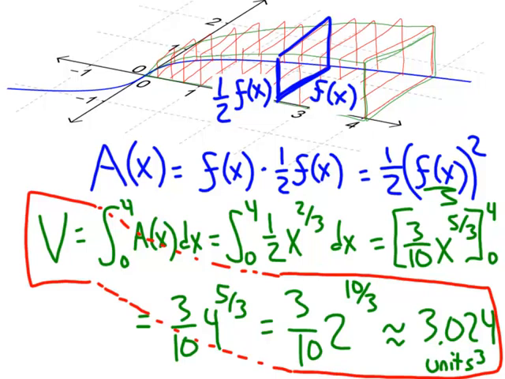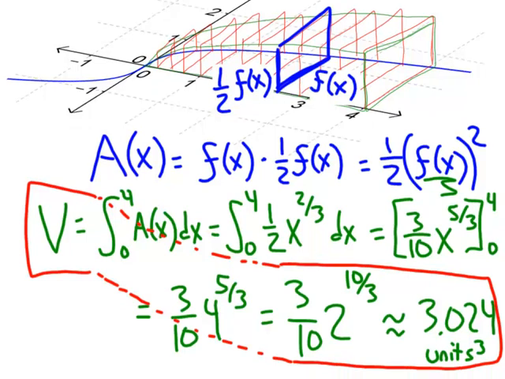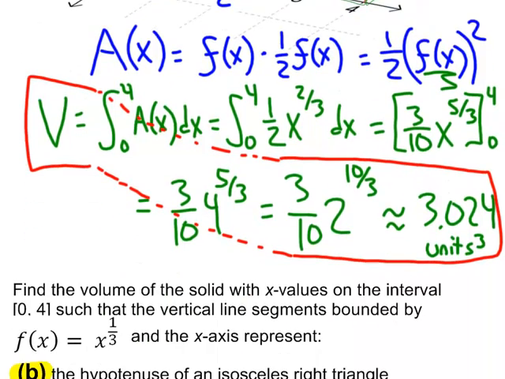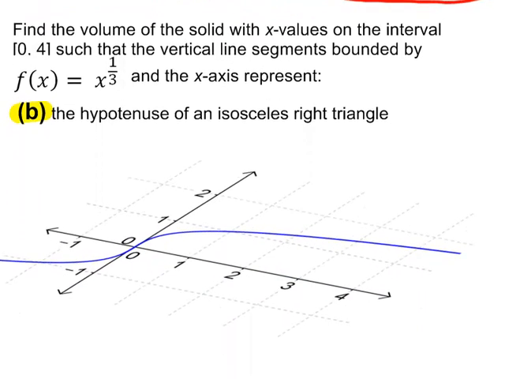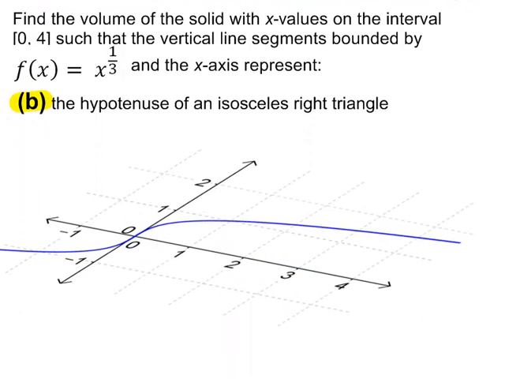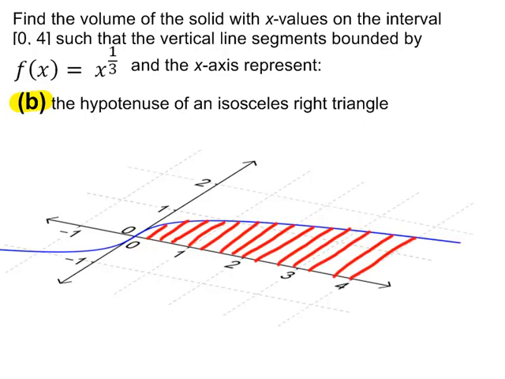Something like that. Okay, let's scroll down to part B. Okay, very similar premise here, but this time all those vertical line segments bounded between f of x and the x-axis are now going to represent the hypotenuse of an isosceles right triangle.